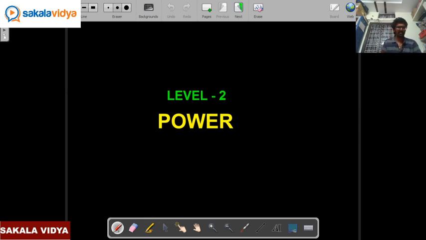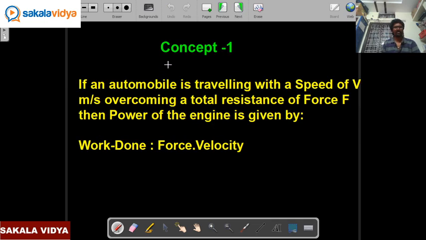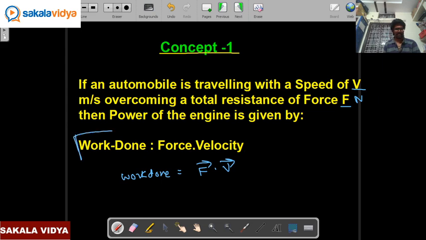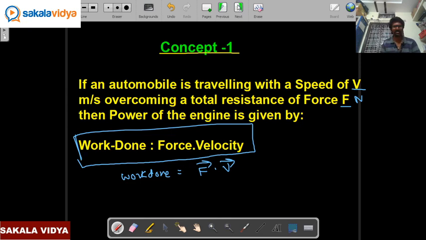In today's session, let us have some discussion on level 2 questions in power. The first concept: if an automobile is traveling with a speed of v meter per second, overcoming a total resistance force of F newtons, then the power of the engine is given by work done, which is the dot product of force and velocity. So let us calculate some questions on this.